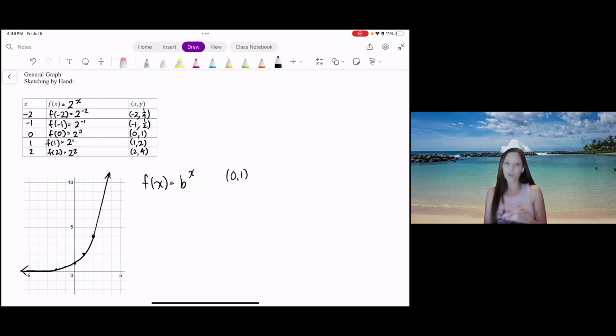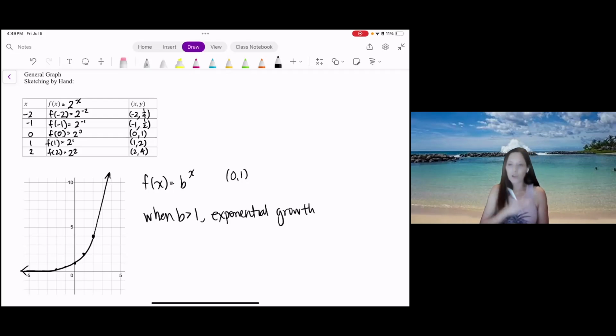This is an exponential growth because my base is greater than 1. That means your graph is going to take on the function that looks like this. It's going to, on the negative x's, get closer and closer to 0, which is an asymptote. And on the positive x-axis, for all of the positive x's, it's going to increase without bound. It's going to increase to the right and increase up.